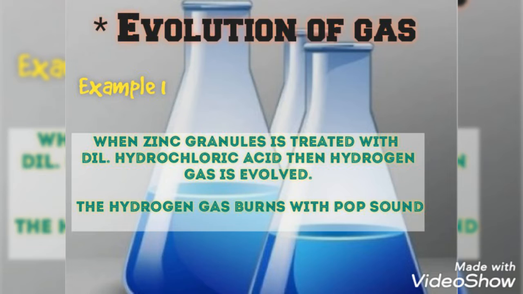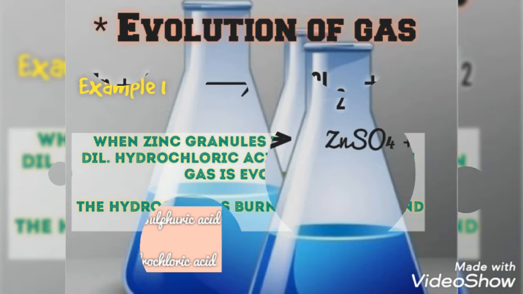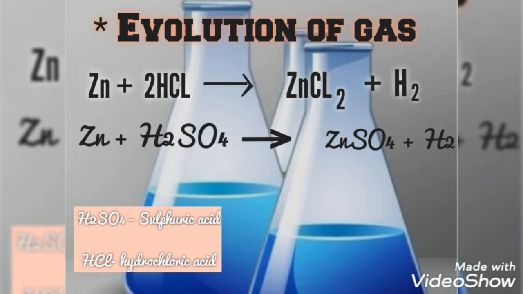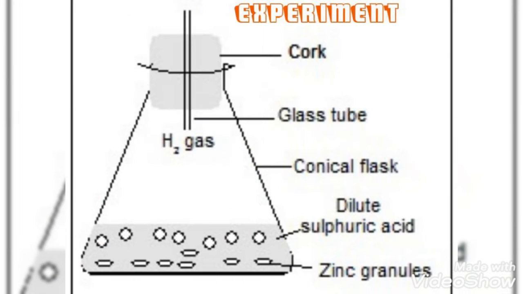Dilute hydrochloric acid means HCl with added water. Here are some examples. Zinc plus hydrochloric acid gives zinc chloride plus hydrogen gas evolved. Zinc plus hydrogen sulfate gives zinc sulfate plus hydrogen evolved.